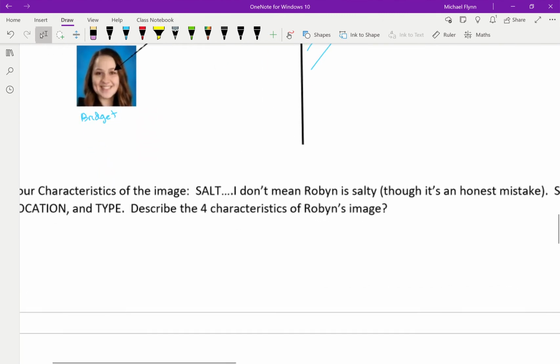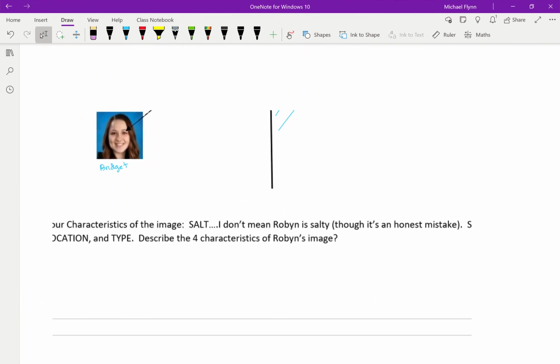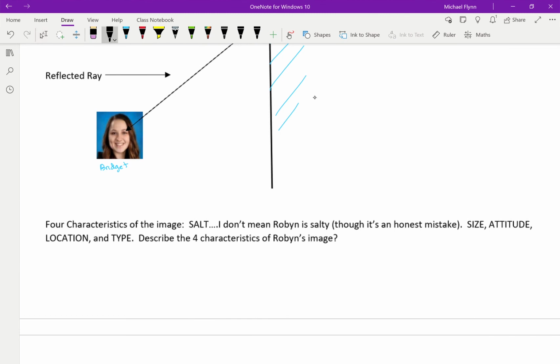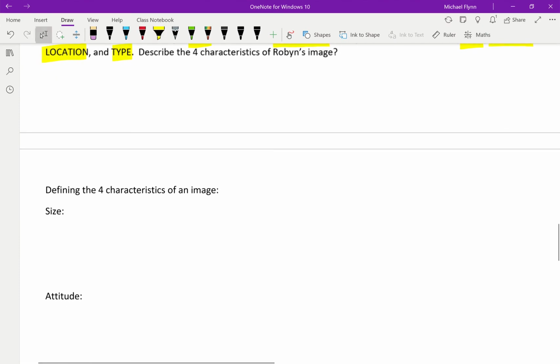Now, her image has characteristics, okay? And the characteristics you can memorize by looking at this acronym called SALT, okay? And like I said, I don't mean to say Robin is salty. I know that that's an expression. What SALT means is size, S for size, A for attitude, so she might have a bad attitude, right? L for location, and I don't mean Ottawa, I mean she's behind the mirror, and then type, okay? Now let me explain. What do these four characteristics mean?